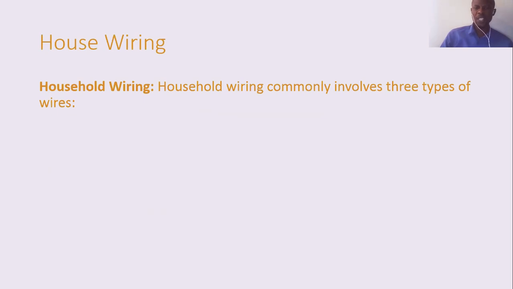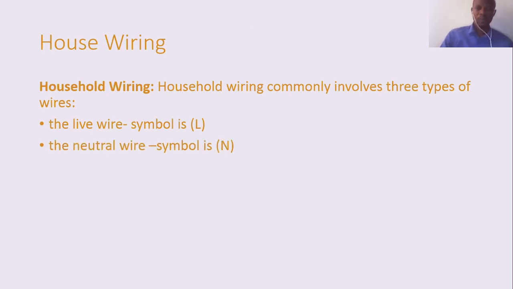We want to look at the house wiring. House wiring commonly involves 3 types of wires. One, the live wire. The symbol is L. Whenever you see L at the back of your socket, you know we're talking about the live wire there. Second one is the neutral wire. The symbol is N, the initial of the word neutral. Then the last one is the earth wire. The symbol is E, the initial of earth.